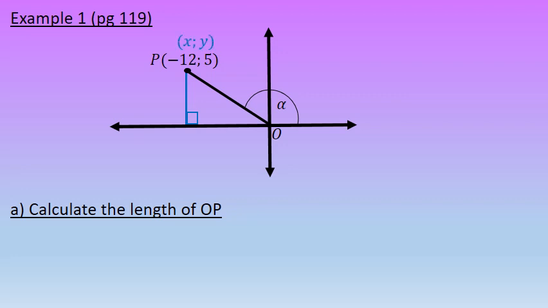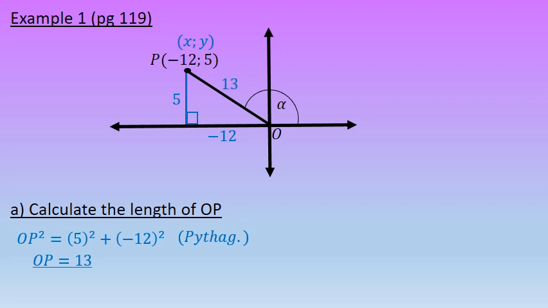Remember that a coordinate is always an x and a y, so we can see that the distance covered on the x-axis is negative 12, while the distance covered on the y-axis is 5. Thank you, dear Pythag. We appreciate you. We can find the length of OP, and hopefully you also know the Pythagorean triple 5, 12, and 13. So the radius of this triangle, the r, is 13.